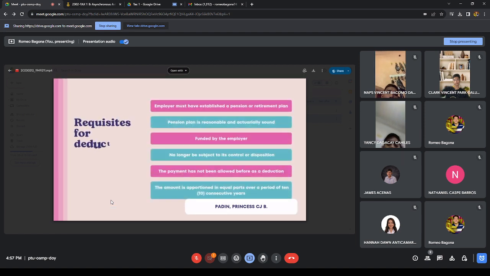So what are the requisites for deductibility of payments to pension trust? Number one, the employer must have established a pension or retirement plan to provide for the payment of reasonable pensions to its employees. Number two, the pension plan is reasonable and actuarially sound.